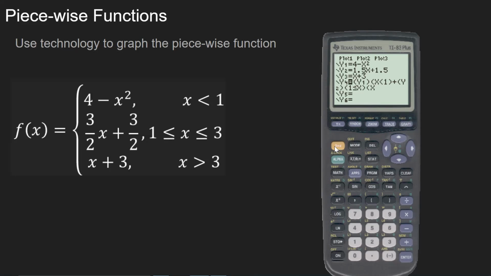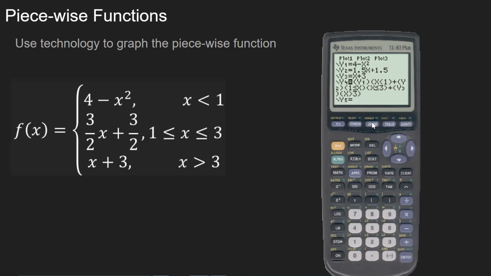x less than or equal to 3, plus Y3 in parentheses, so parentheses, vars, Y-VARS, function 3, so I'm going to just hit 3 and it's going to put it in there. And then this is going to be x greater than, which is choice 3, greater than 3, and hit enter.